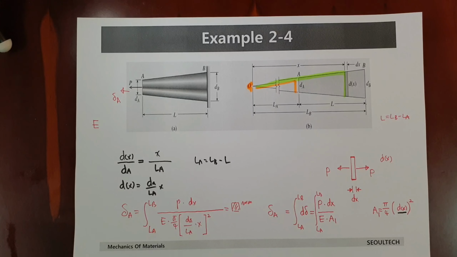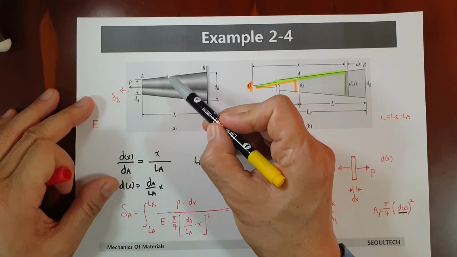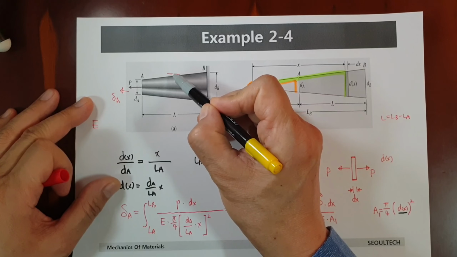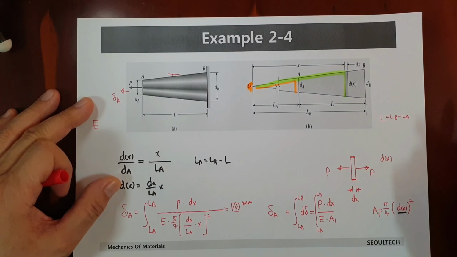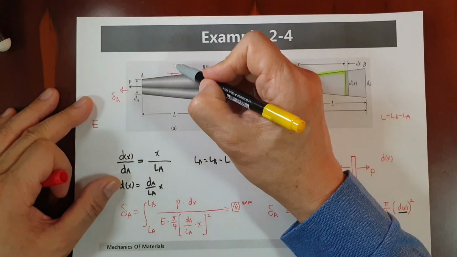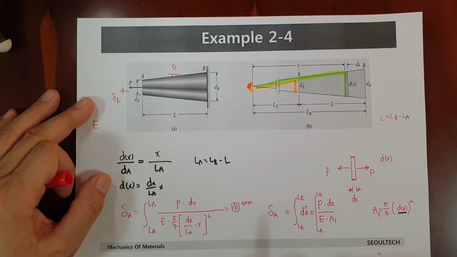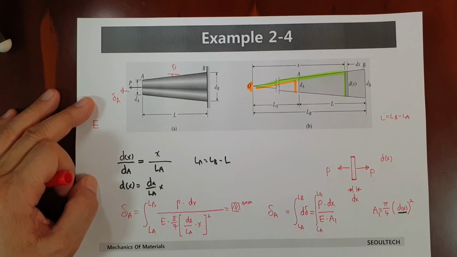Here we assume some taper here. This angle is very small. When this angle, let's say this theta angle, is very large, then we cannot apply this kind of approach because the relationship is totally different. With a different perspective, we would approach this problem.